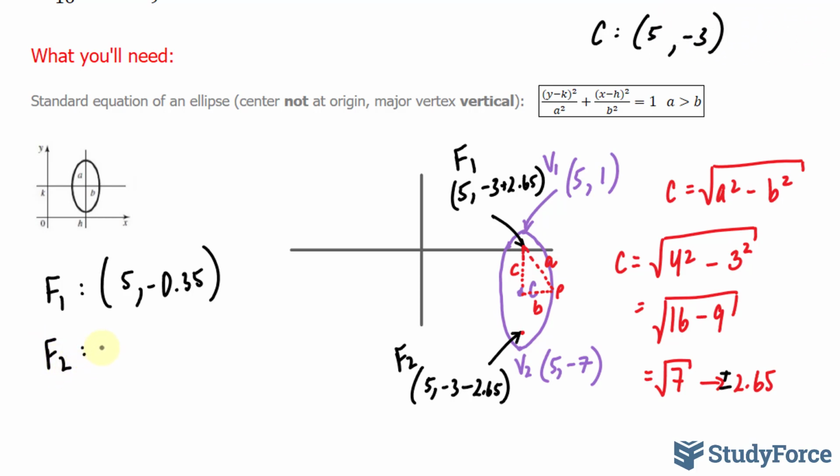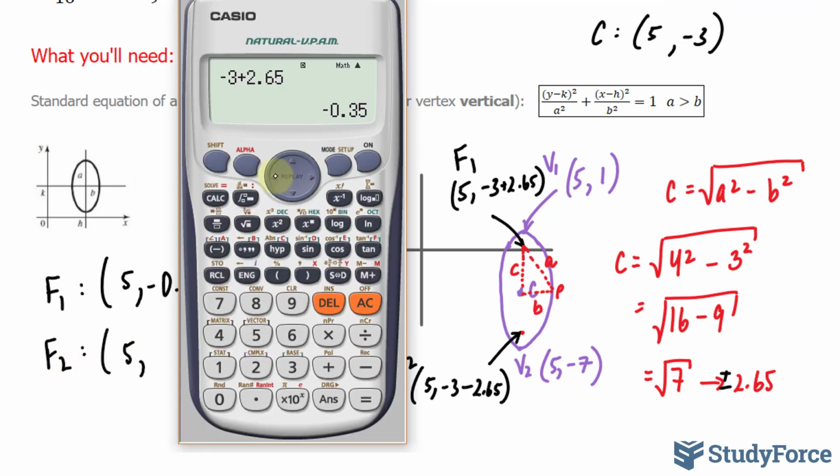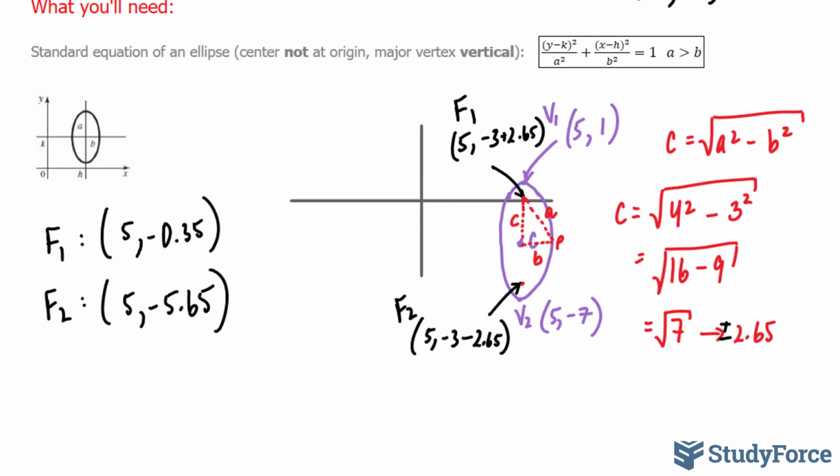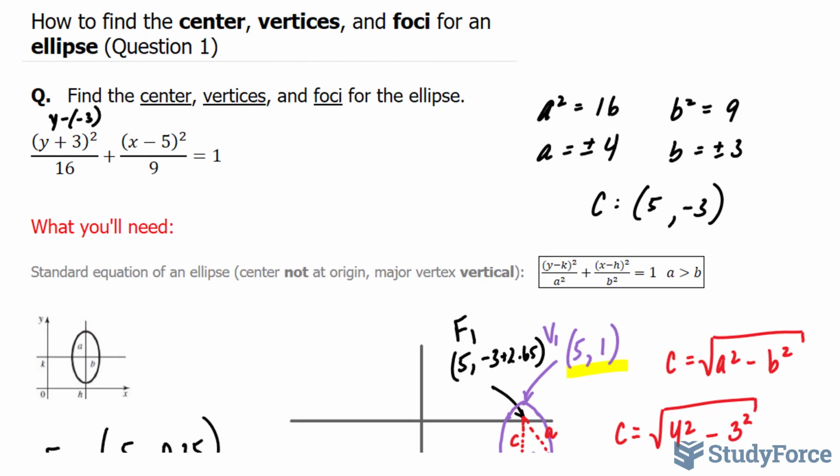And our second focus is 5, and using our calculator once again, minus, we get negative 5.65. And there you have it. We have officially found everything that they've asked for: the focus, the vertex, and lastly, the center. That is how to find the center, vertices, and foci for an ellipse. Make sure to watch question 2 for another example.